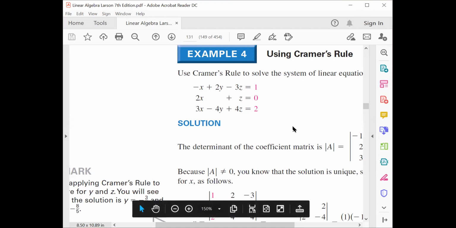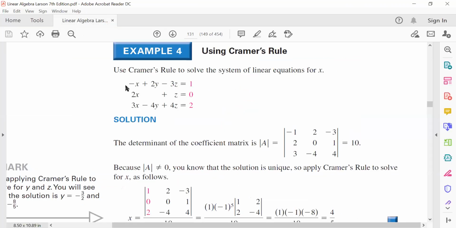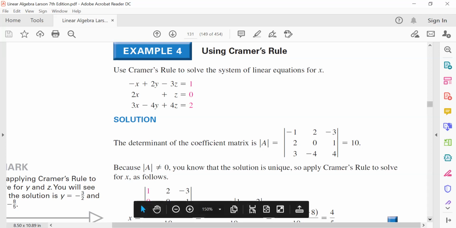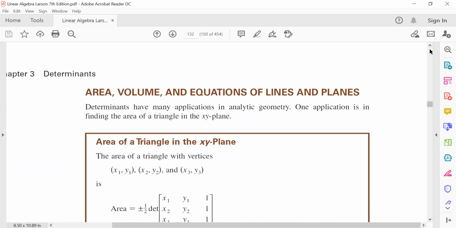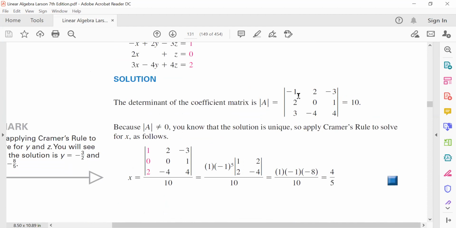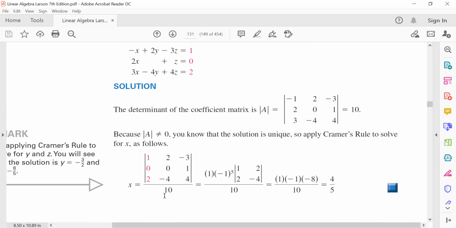So now we have an example of Cramer's rule. Here are 3 equations, and there are my constants, and the determinant of A is this determinant right here, which is very easy to figure out that it's 10. By the way, once you figure out the determinant of the coefficients, you can use that same number 3 times. You don't have to keep redoing it. Anyway, let's just do the x variable. If we just do the x variable, we replace the x column with the constants 1, 0, 2, and divide that by 10.